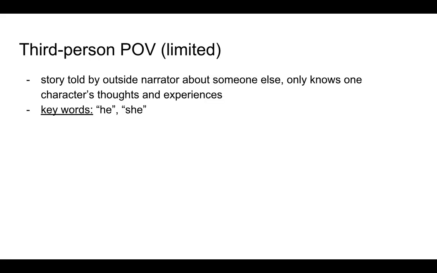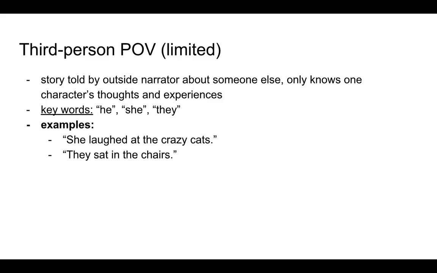Now there are 2 types of third person point of view. Third person point of view limited is the more common kind, and you'll see this in lots of fictional novels. This story is told by an outside narrator about someone else, and he only knows about one person's thoughts and experiences. Some keywords to look for are he and she. For example, she laughed at the crazy cats, or they sat in the chairs.